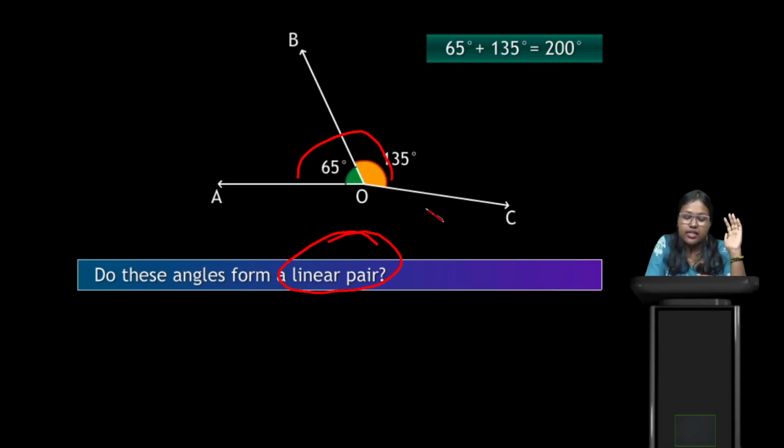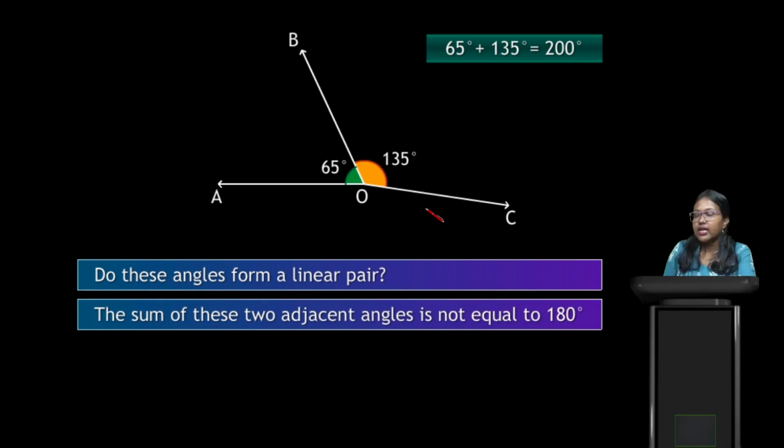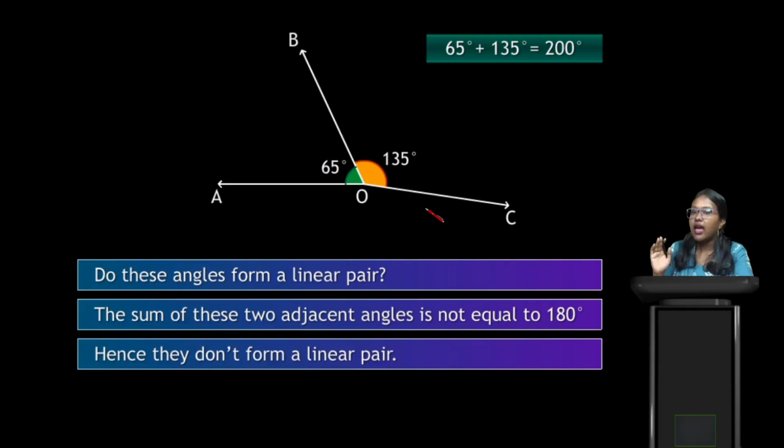So is this angle sum 180? No. If you add 65 and 135, you get 200, and 200 is not equal to 180. That means this is not a linear pair. For a linear pair, the adjacent angle sum must be 180. This is the condition. So the sum of these two adjacent angles is not equal to 180 degrees, hence they don't form a linear pair. I hope this is clear.